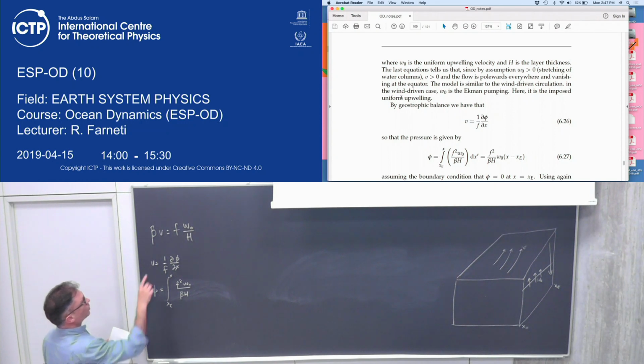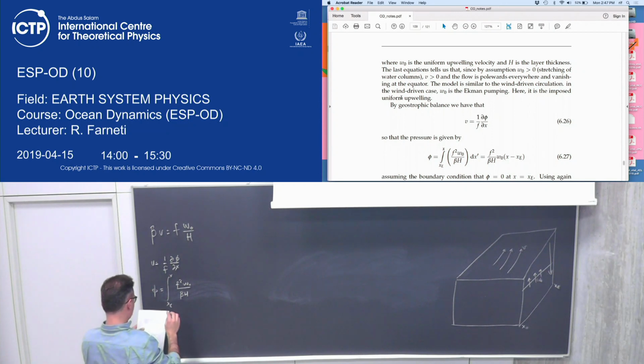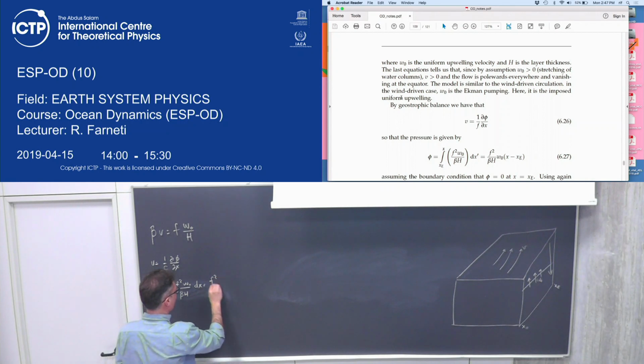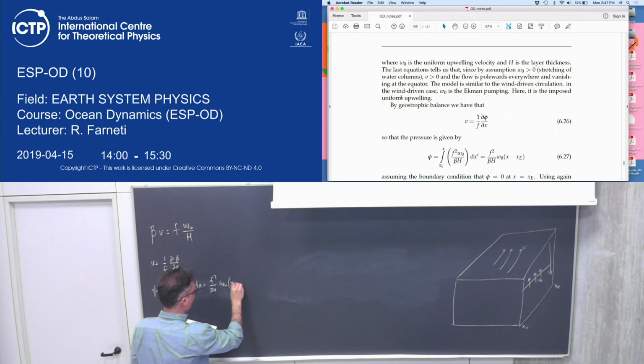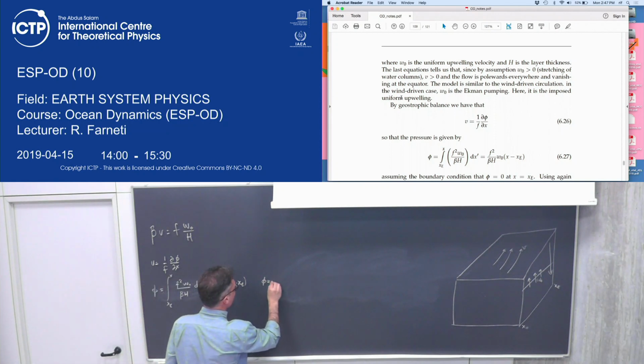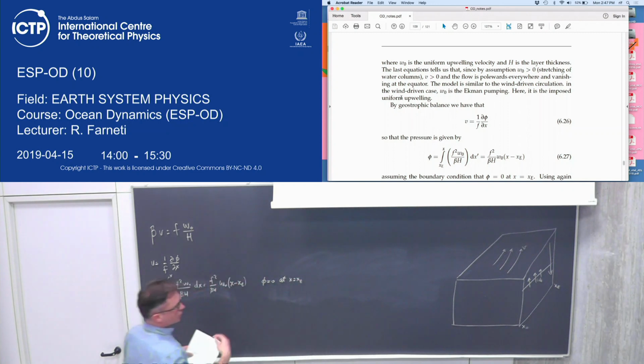The meridional velocity is f over beta, w naught over h over f, so that's f squared over beta h, w naught, integrated from x to xe. Okay, so that's the pressure field. So we're assuming the boundary condition psi equals 0 at x equal x east.